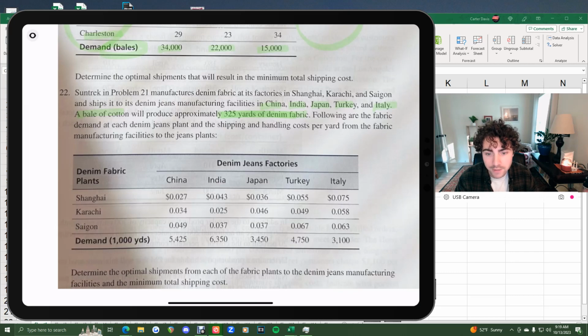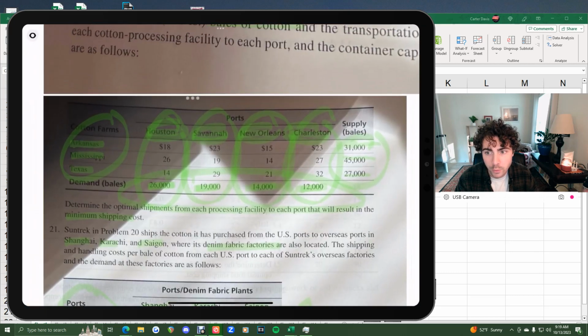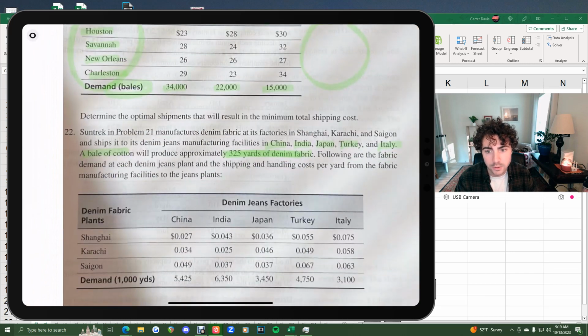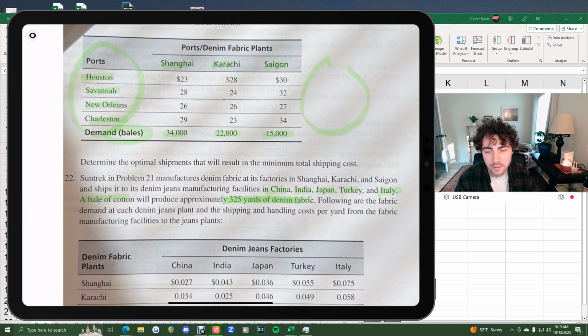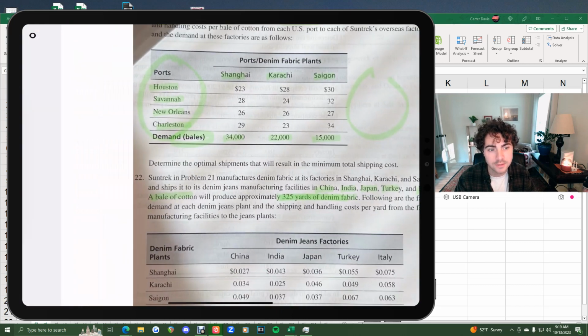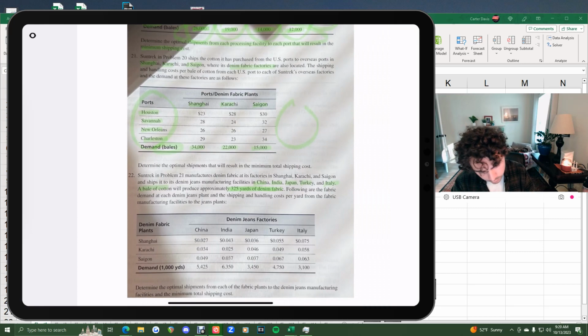So what we have to do is kind of the same jump we made from 20 to 21. So we'll do that same jump from 21 to 22, but we also have to convert the bales they were talking about to yards of fabric. If one bale equals 325 yards, then we can just multiply the number of bales coming from each of the fabric plants by 325. So, just real quick, we'll jot those numbers down.